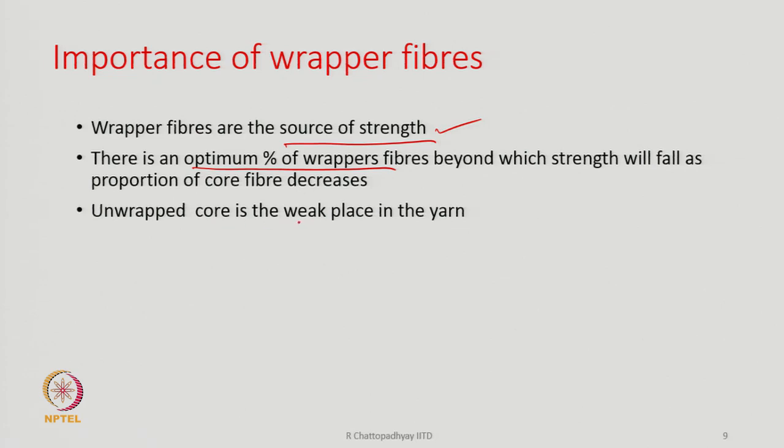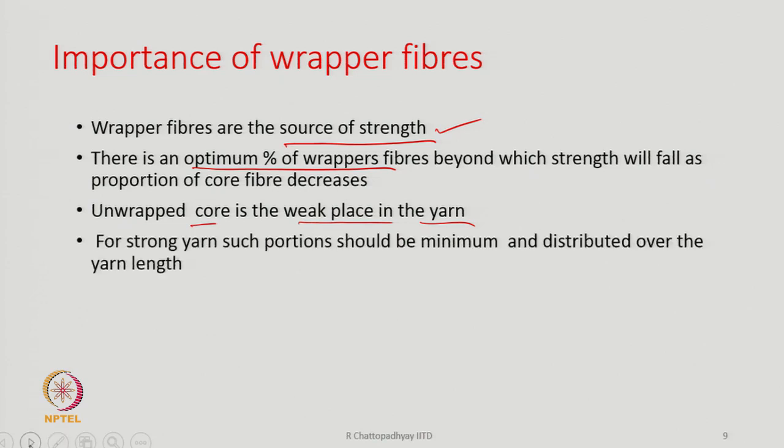Unwrapped core is the weak place in the yarn. If there are certain regions of the yarn where there is no wrapping, that basically means those are possible weak places in the yarn, because when the yarn is stretched, these portions will not get support from the wrapper fibers, because there are no wrappers on them. So, they will simply slip and hence the yarn will quickly break. So, unwrapped core is the weak place in the yarn.